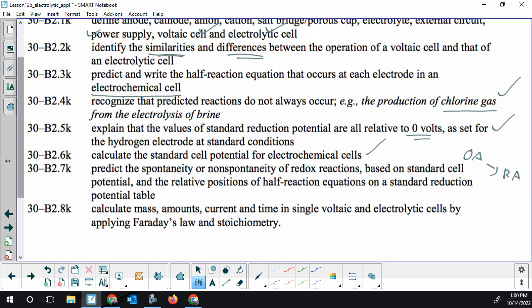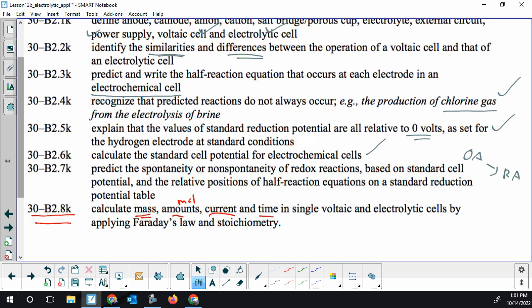And we've got one thing left to do, which is not going to be right now, but I haven't covered 80B2.8. We're going to do some physics in our last lesson. We're going to calculate the mass of elemental metal that is made, or whatever the half reaction made. Amounts, that's moles. Current and time in a voltaic or electrolytic cell by using Faraday's law and some stoich.